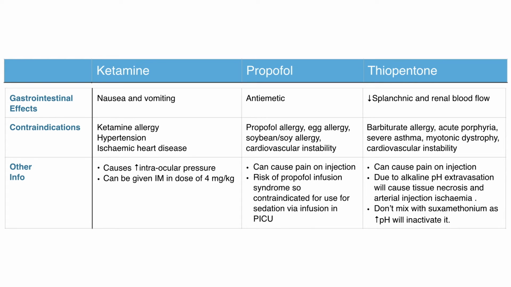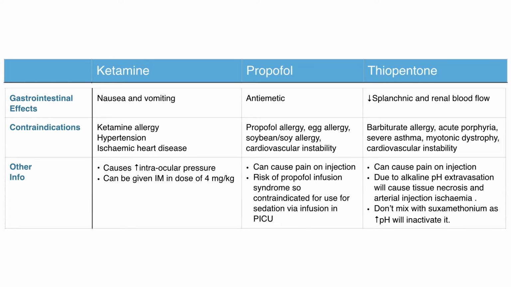Going on to look at the contraindications, the obvious contraindication to ketamine is an allergy to it. Because it can cause increased blood pressure, if your patient is extremely hypertensive it's probably contraindicated as well, and also in ischemic heart disease due to its cardiovascular effects. Looking at propofol, obviously again if you're allergic to propofol you should avoid it, and due to its constitution, if you're allergic to eggs, soybean or soy, again it should be avoided.